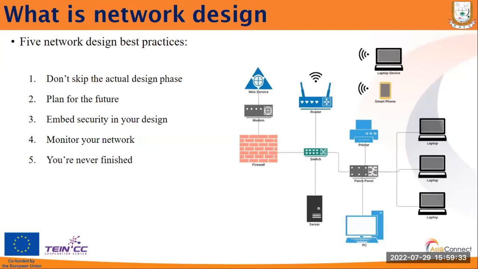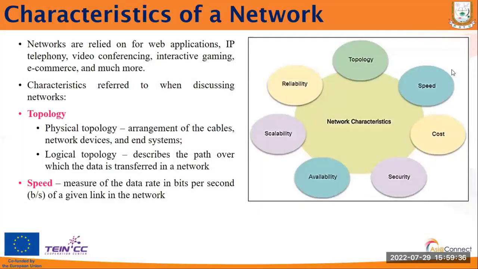Then what are the characteristics of this network? You can see the circle, right? These are the network characteristics like topology, then speed, then cost, security, availability, scalability, and reliability. We already said how networks have had a significant impact on our regular life. They have changed the way we live, work, and play. They allow us to communicate and collaborate in many ways we never did before.